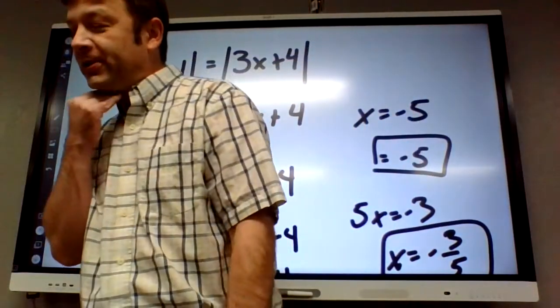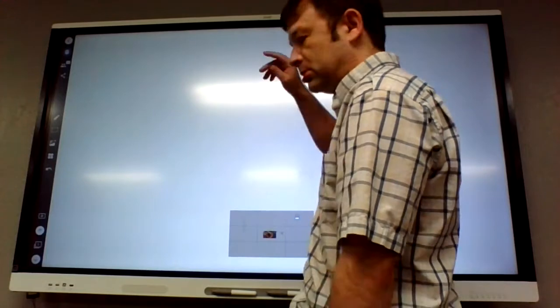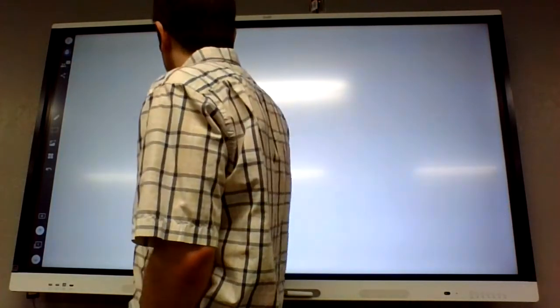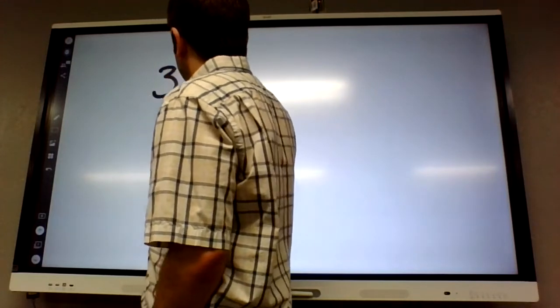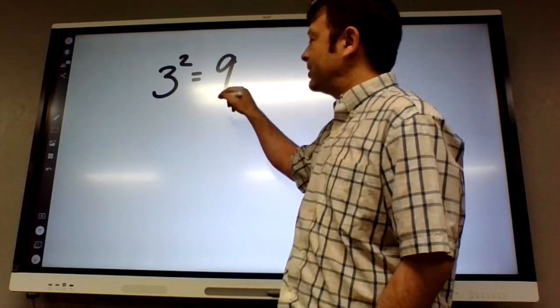About negative exponents today, and not just that, we're also talking about exponential growth. So what's 3 squared equal to? 3 times 3 is 9.